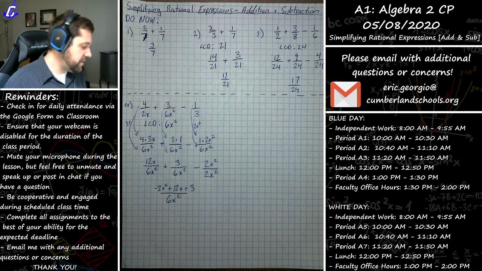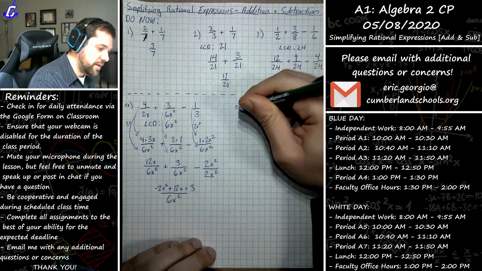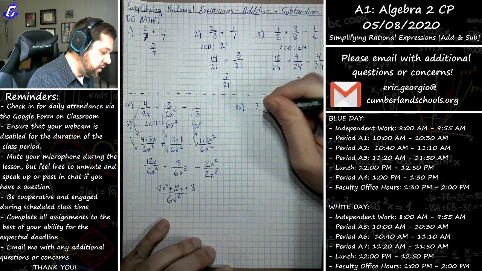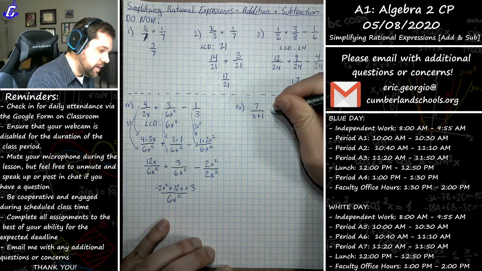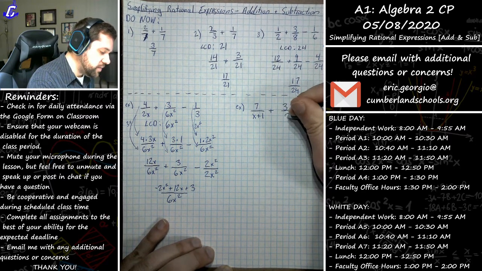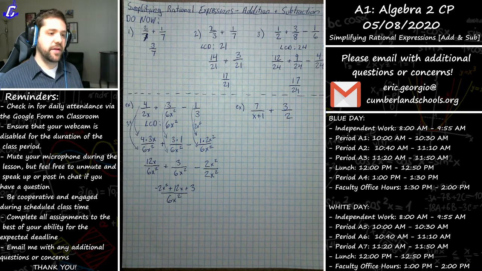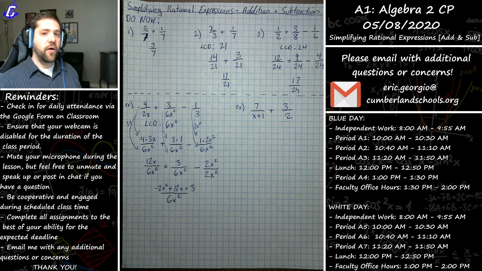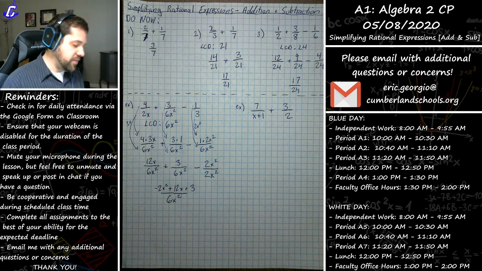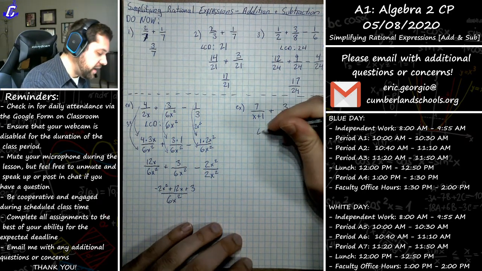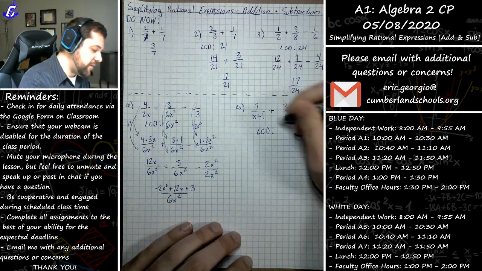Okay, how about if I have something like this? How can I simplify something like this? We've got 7 over x plus 1 plus 3 over 2. Just something like that, nice and simple. Now, something I really want to emphasize with this problem is, again, we need to find a least common denominator, because these denominators are different.